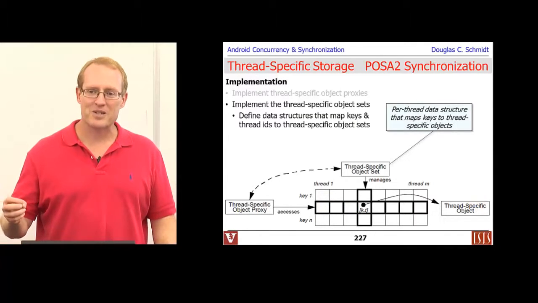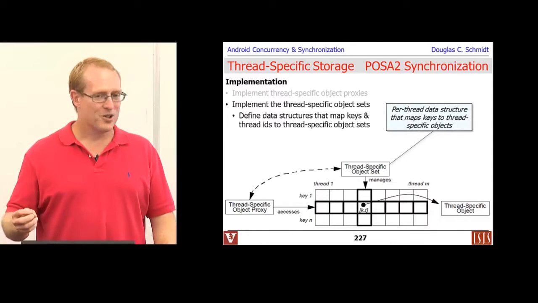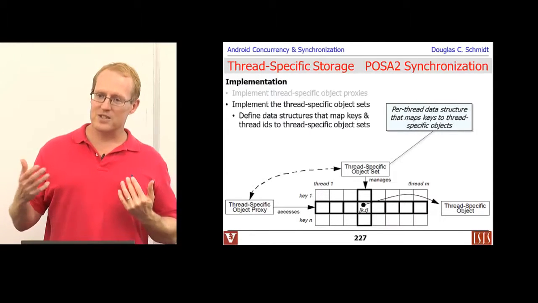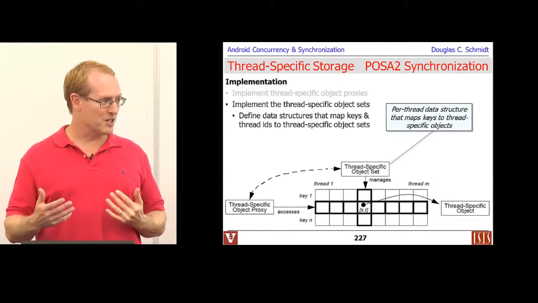Now what's interesting about this is that the object itself could actually be any old object. So the object isn't necessarily thread-specific. It's the access to the object that's thread-specific.